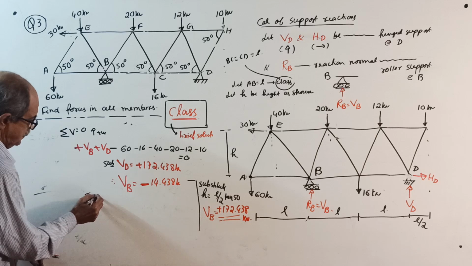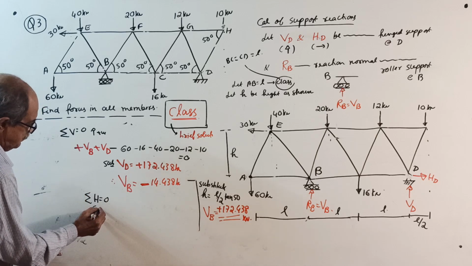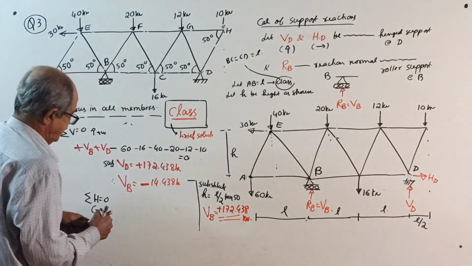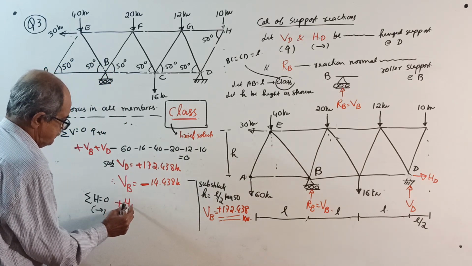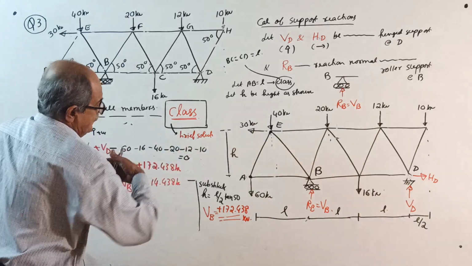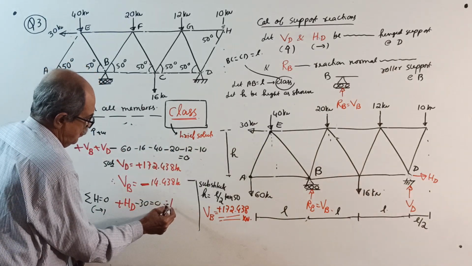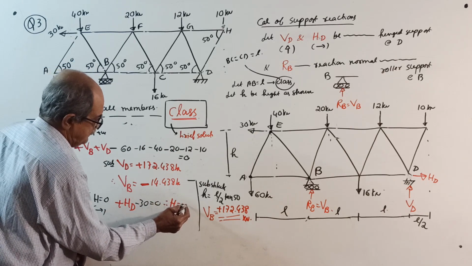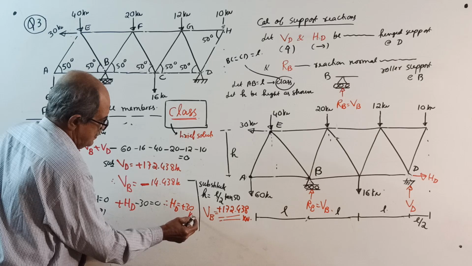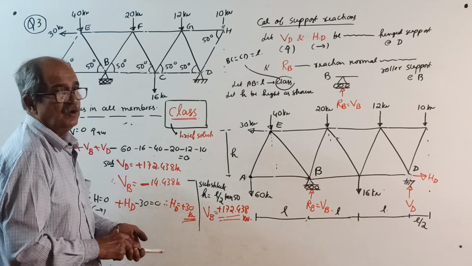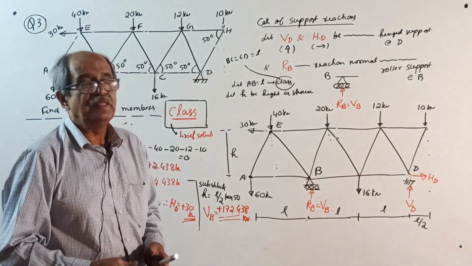Sigma H equals 0, take right side positive. Plus HD minus 30 equals 0. Therefore, your HD equals plus 30 kilonewton. Okay. Reactions are over. Make a note now.